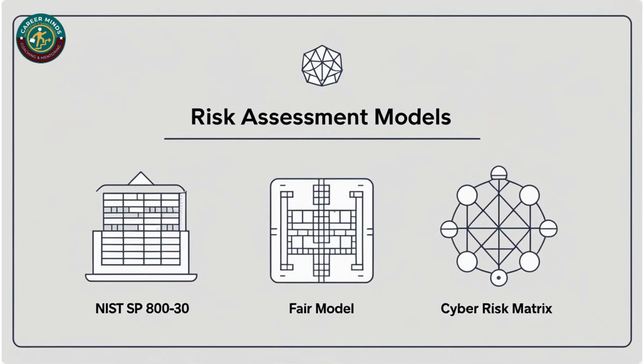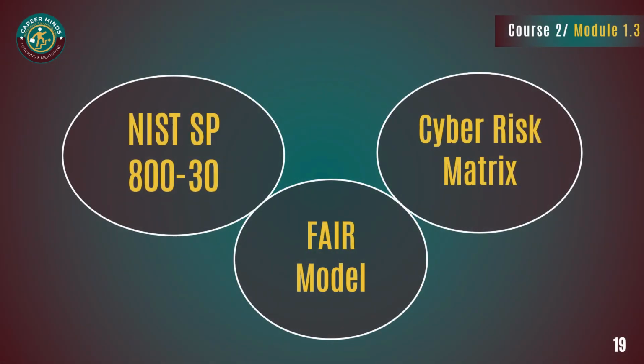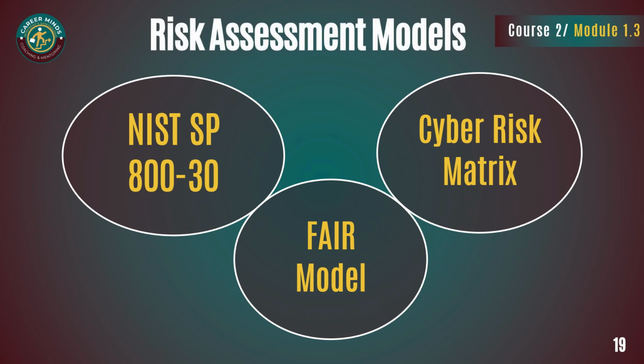So there are several models that we use to do this, but we're only just going to touch maybe three of them. Number one is NIST SP 800-30. This one offers both qualitative, which is like high, medium, low, because it's kind of subjective, and quantitative analysis methods. Quantitative because it's objective.